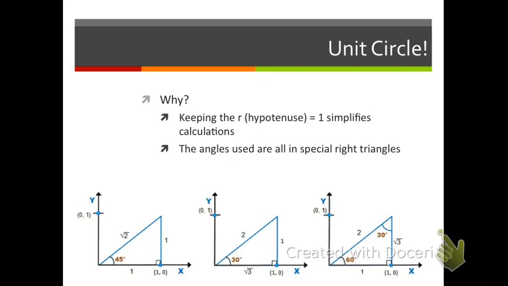So as we start applying this to the unit circle, they become a little bit more useful because we keep the r value, or the hypotenuse, equal to 1. And literally in the unit circle, the radius is 1. And for the most part in the unit circle, we use all the angles from special right triangles. If you need to review this, I'm going to put a star next to it. You need to let me know if this little memory jog isn't enough. If you need this in a more in-depth review, please let me know.